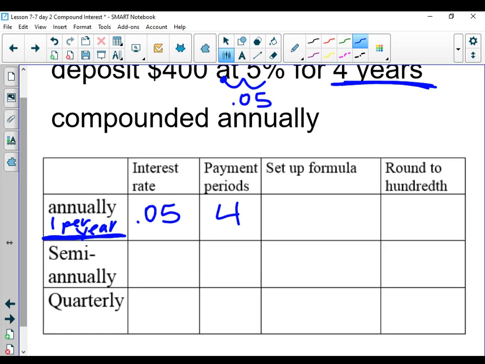So now I'm going to set up that formula. How much is the principal? 400. 400, parenthesis, 1 plus R. What's R? R is 0.05, the rate, right? And then we have an exponent, the number of payment periods.